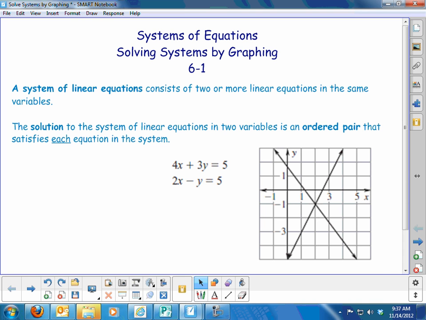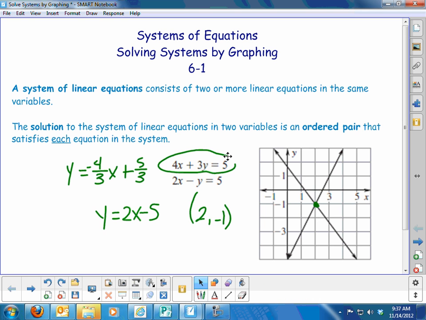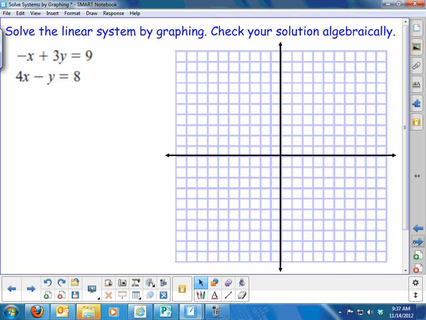So here we have these two lines, and if we solved these two lines out, you would have y equal to negative 4/3 x plus 5/3, and they graph that line over here. All right, and then they graph this other line, y is equal to 2x minus 5, and they said, hey, these two lines, the solution is going to be right here at (2, -1). So how do we know what a solution to a system of equations is? It is where they intersect. Here is Ms. Sokolowski to do an example for you.